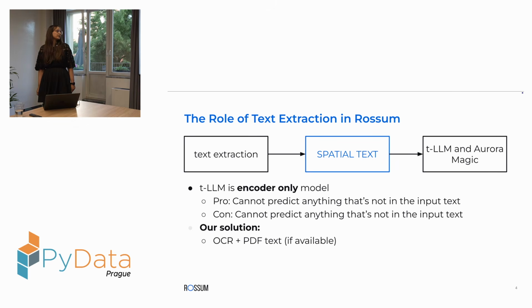And what we do, Rossum supports both images and PDFs. So if there is a PDF with an available PDF text layer, we use that. If not, we use OCR, which sounds very simple, right? And I will dig a little bit deeper. And spoiler alert, the tricky part is the "if available".